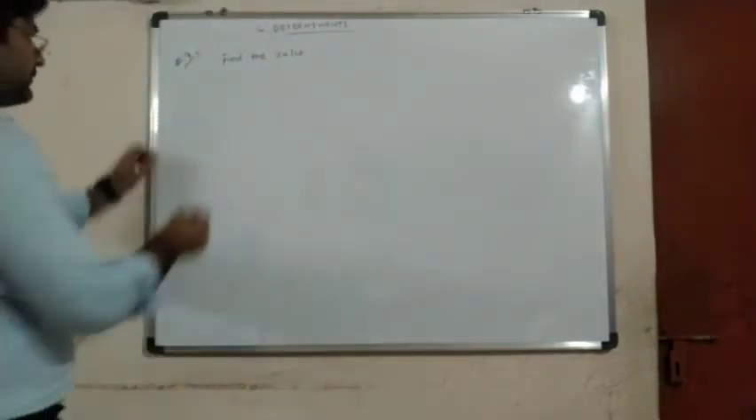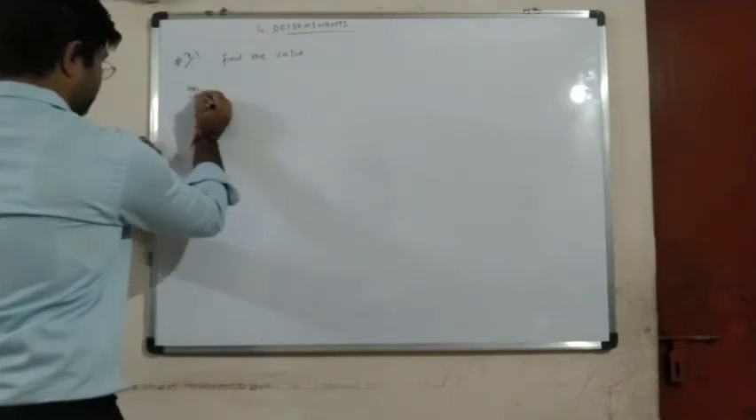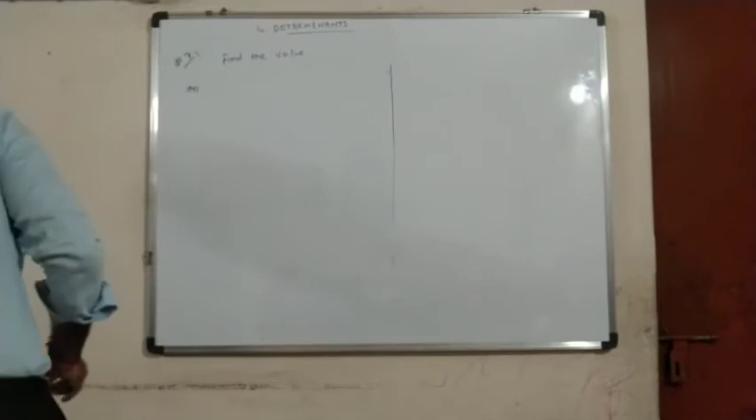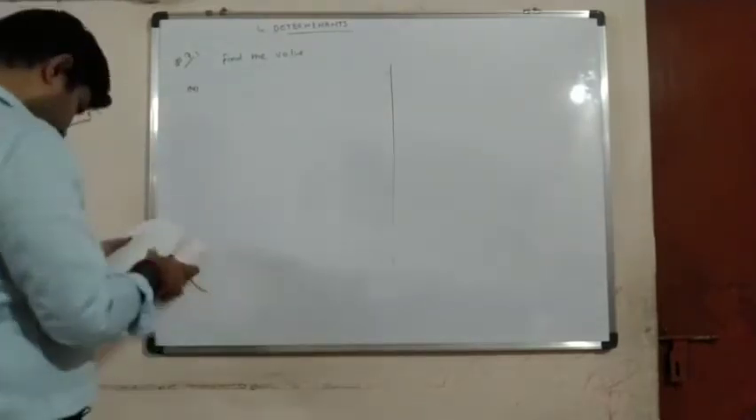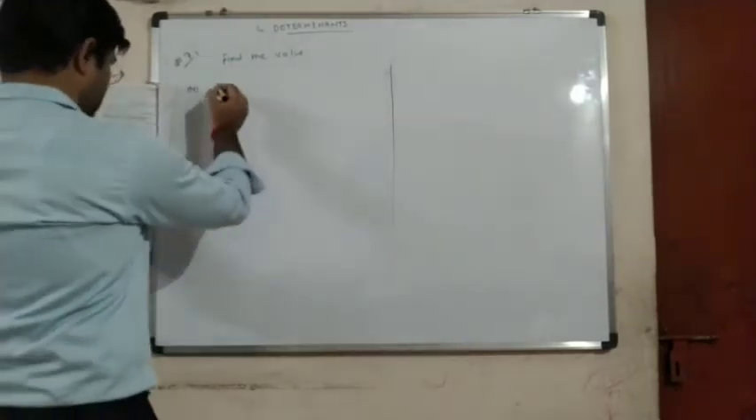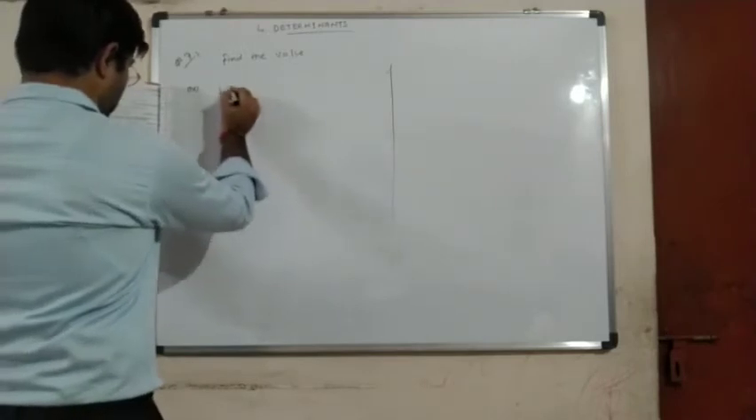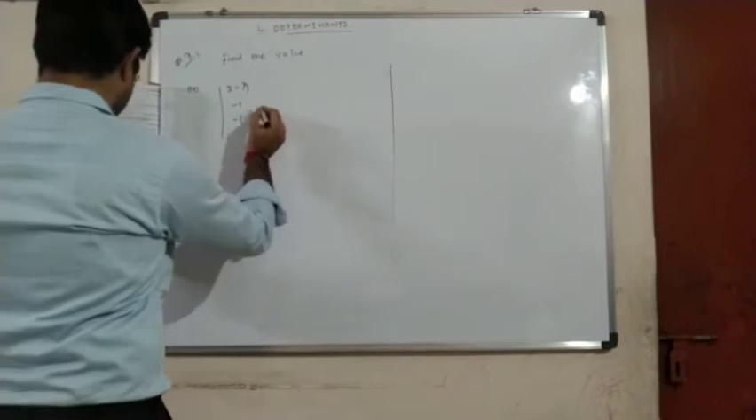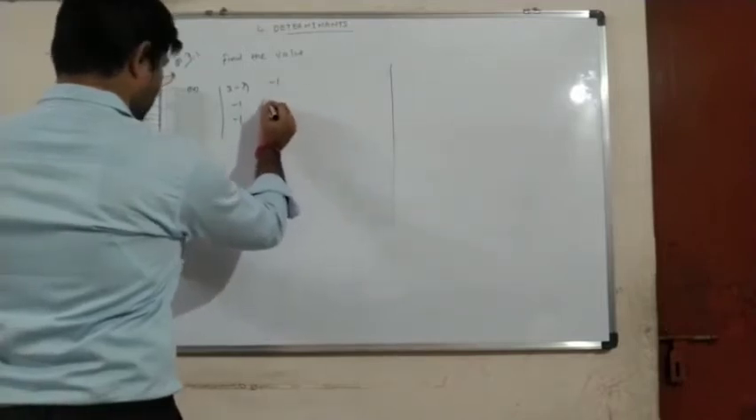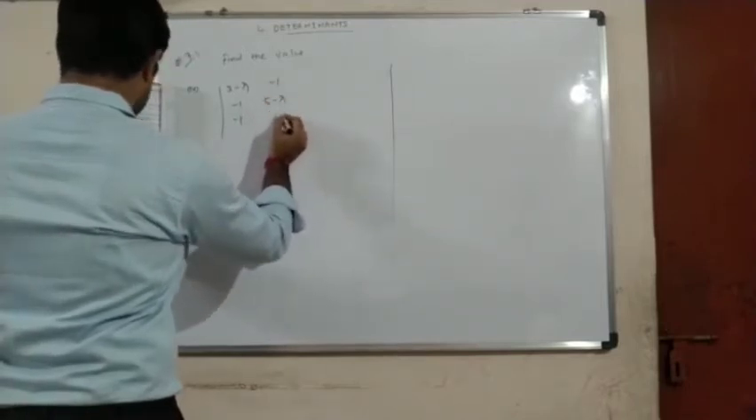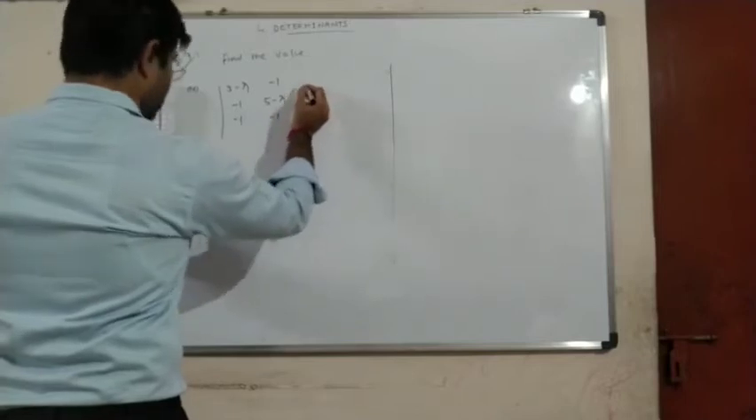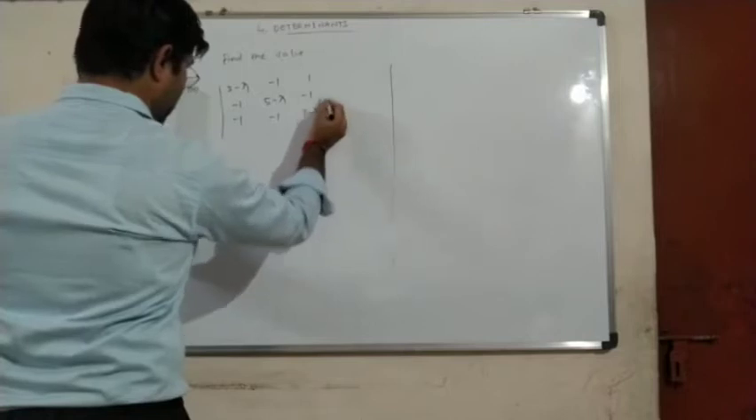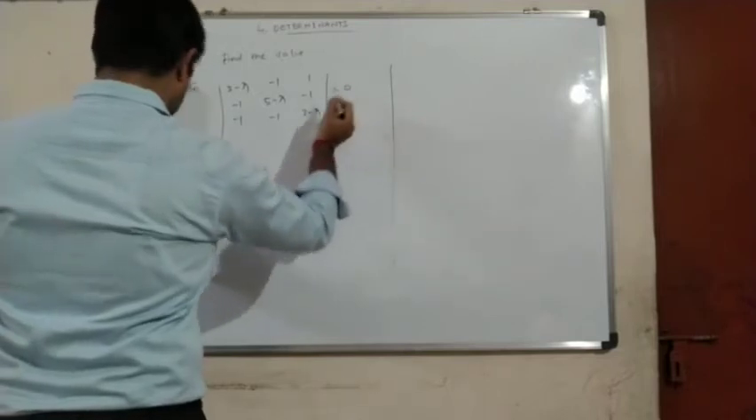Okay, now fourth of question number 7. The determinant with rows (3 minus lambda, minus 1, 1), (minus 1, 5 minus lambda, minus 1), and (1, minus 1, 3 minus lambda) is equal to 0.